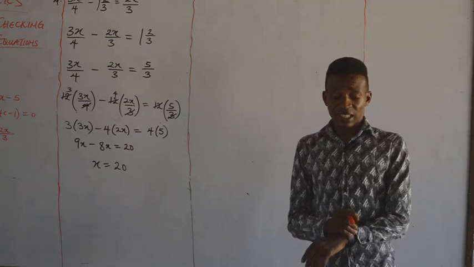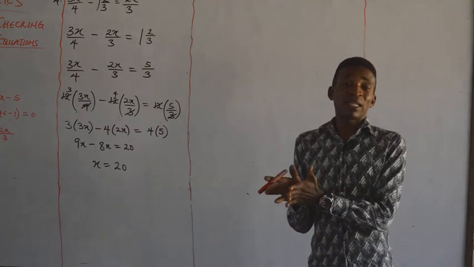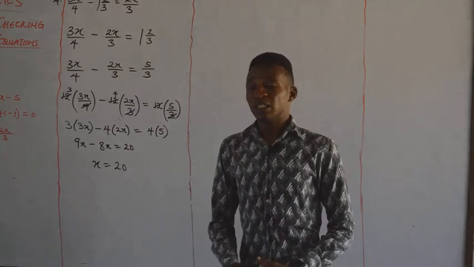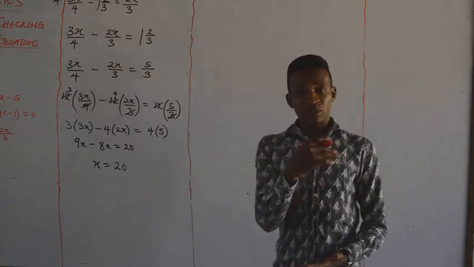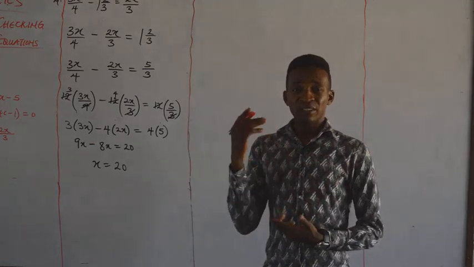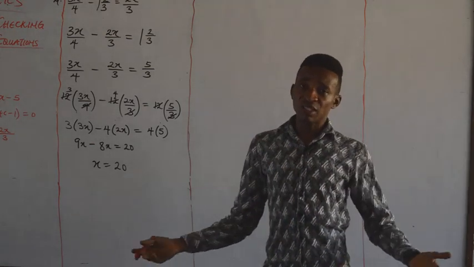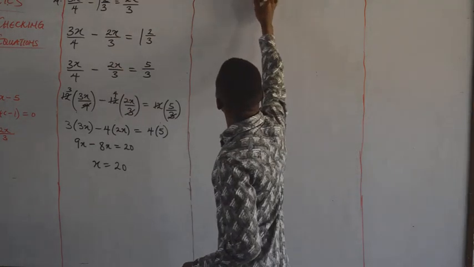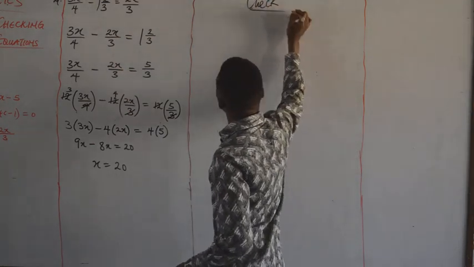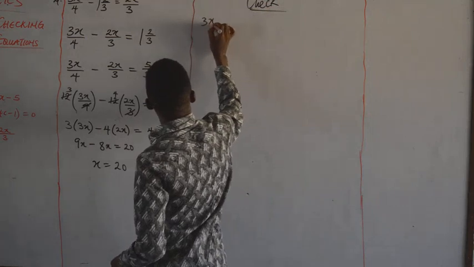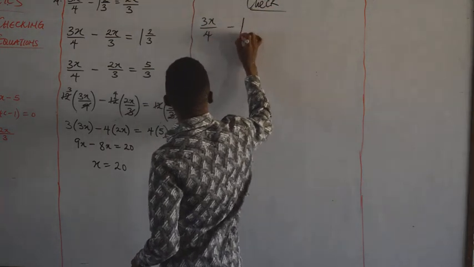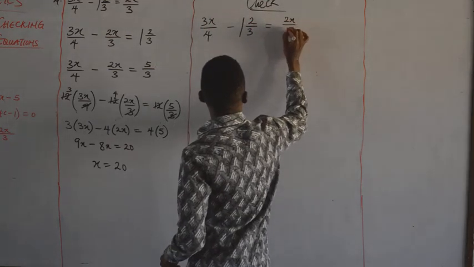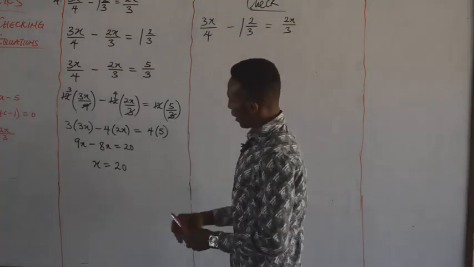Maths is just like following a pattern. Once you've known the pattern, you don't need to bother yourself about the whole thing. The pattern is this: for you to check, write out the original question, replace the answer you got in the original question, and solve. That's all. So the original question here is 3x all over 4 minus 1 over 2 over 3 equals 2x all over 3. And our x here is 20.